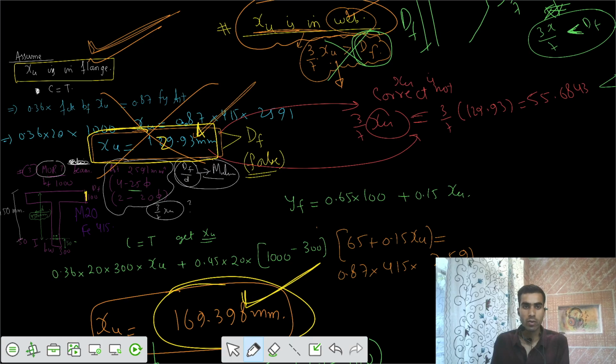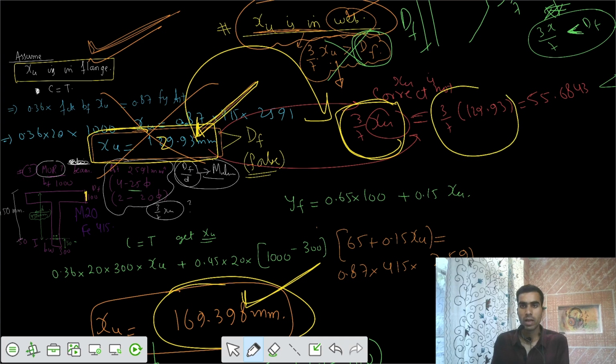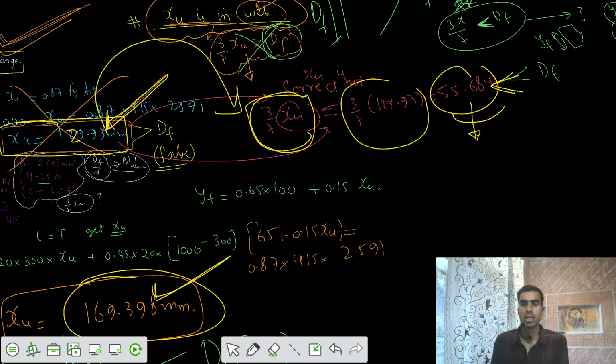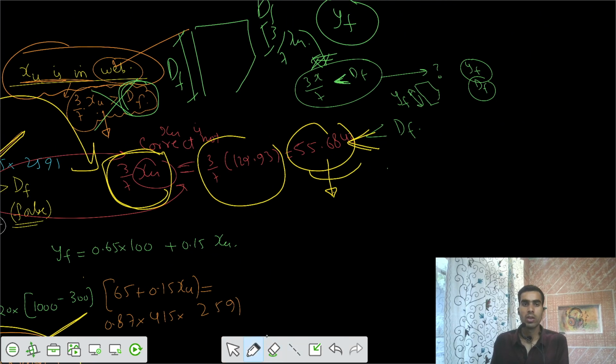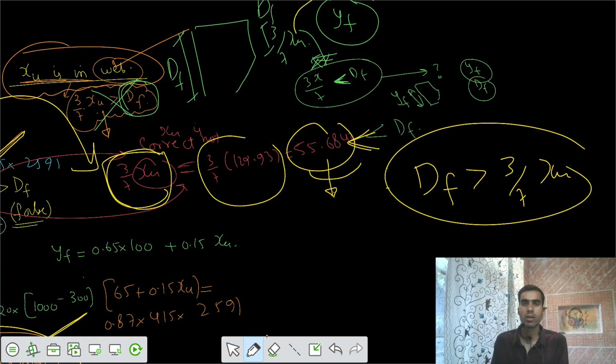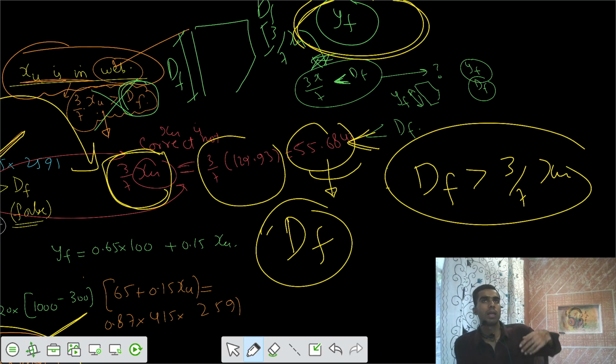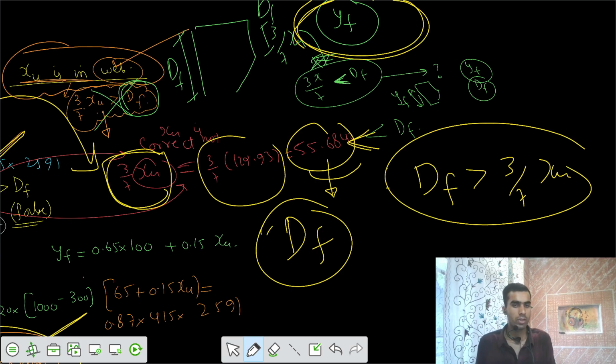But that value helped us take a guess that if I take 3/7 of it, it came out to be 55, and this was less than 100. Then I said there's a possibility that the actual value of XU is such that DF is greater than 3/7 of XU. So it helped me take the equation of YF directly. Otherwise, I might have solved for the equation of DF, and if that was not true, I would have had to go for the third step also.